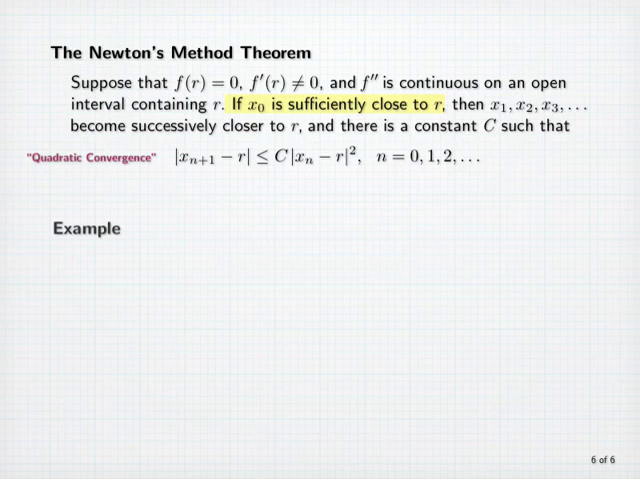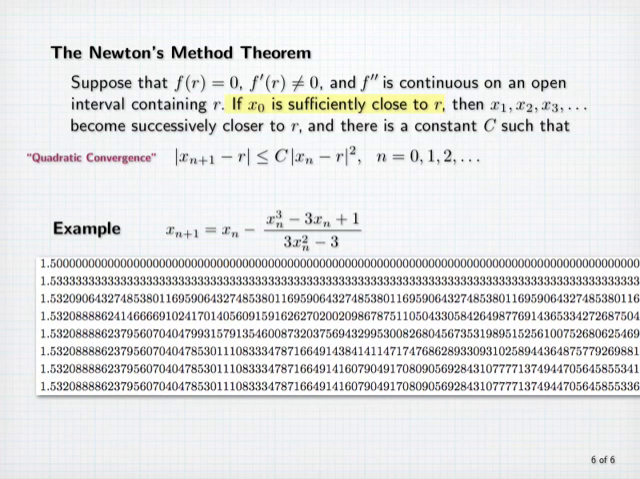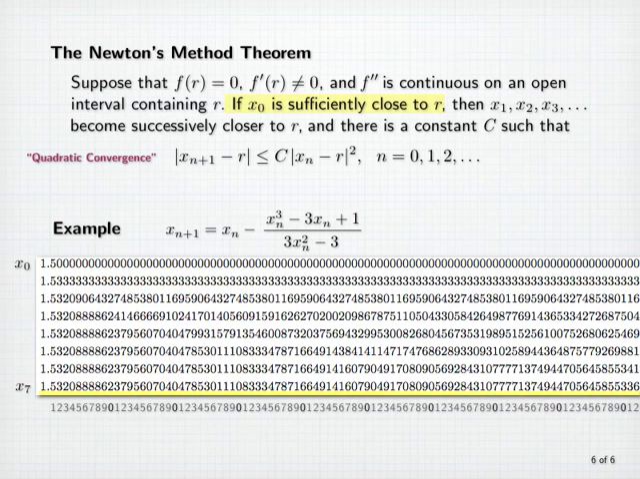Let's look at an example to see how this works. The Newton formula here, which we would use for finding a zero of the cubic polynomial x cubed minus 3x plus 1, produces this table of numbers, starting with an initial guess of 1.5. Here, the calculations were done with 100 significant digits, and each of these numbers is shown out to the 92nd decimal place. The last number here, x7, is actually accurate to all the digits shown.